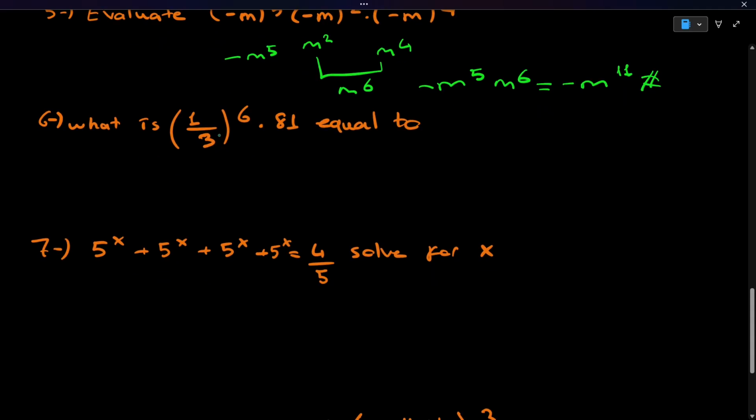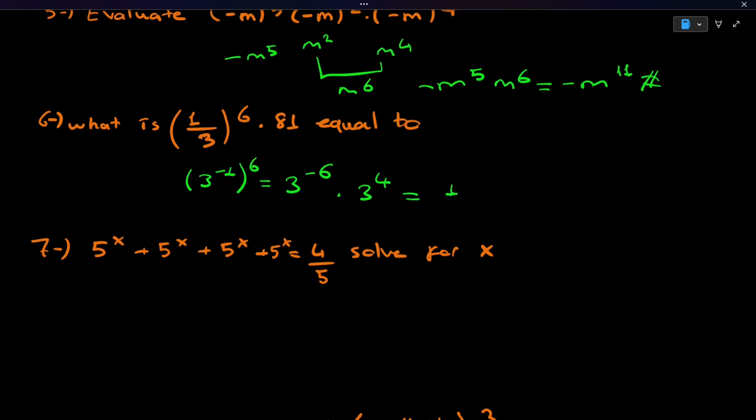What is 1/3 to the 6th power multiplied by 81 equal to? Okay, let's think what we can do. First of all, instead of 1 over 3, I can write 3 to the power of negative 1, and this is to the power of 6, so this is 3 to the power of negative 6. Instead of 81, I can write 3 to the 4th power. Now I can add the powers, which gives me 1 over 9.